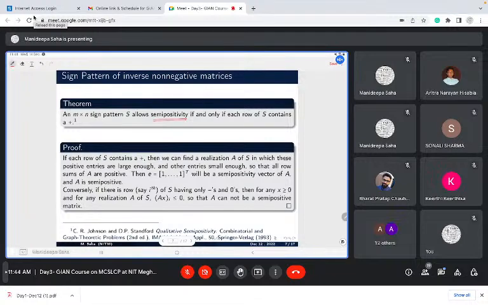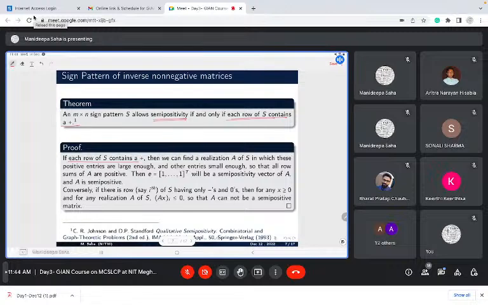So the first thing is that this holds if and only if each row contains a positive entry. Suppose I'm assuming this condition. Suppose that S is a sign pattern matrix. That means S has all elements either plus, zero, or negative. Now suppose that each row contains a plus, so at least one plus is there.